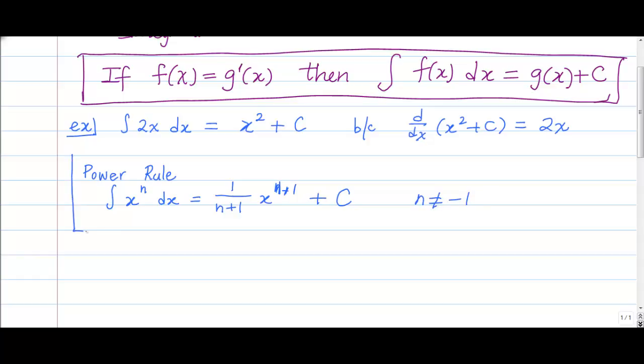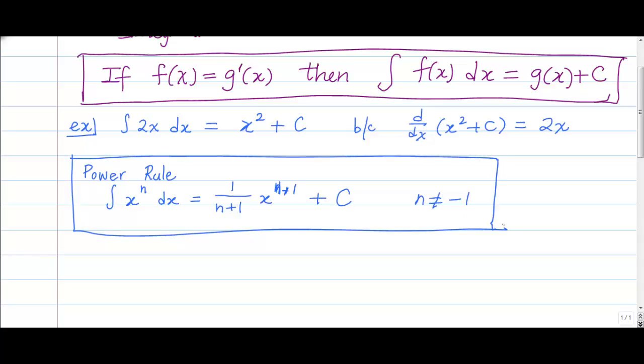Okay. This is the power rule. What does the power rule tell us? Remember before we would subtract 1 from the exponent when we took derivatives? Now what you want to do is add 1 to the exponent and then divide by the new exponent.